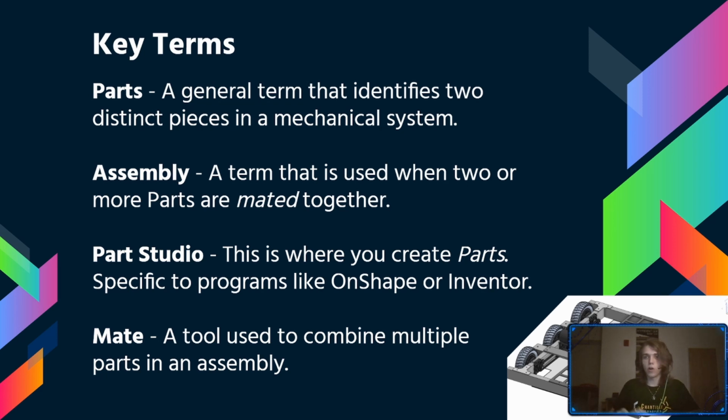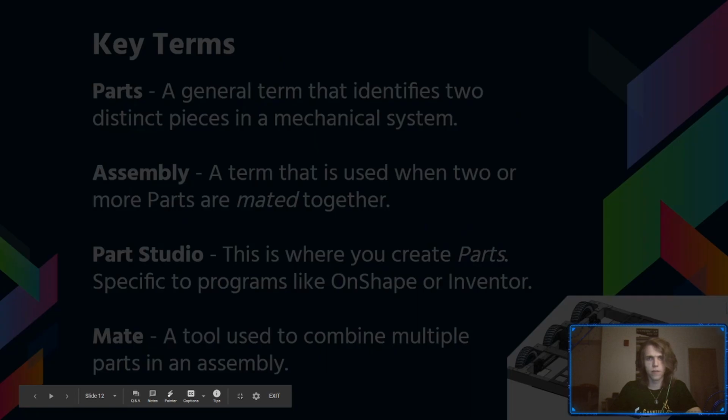In Onshape, we make all of our parts in a part studio. And then once we have a bunch of parts, we do something called mate. We mate all the parts together in order to make an assembly. And I'll be demonstrating all this in future videos.